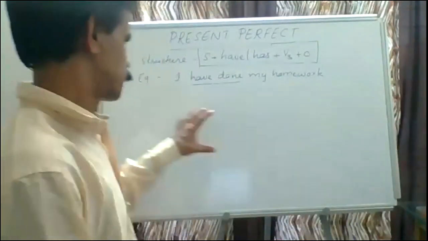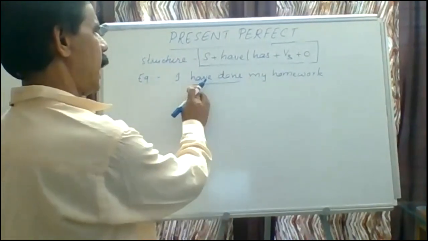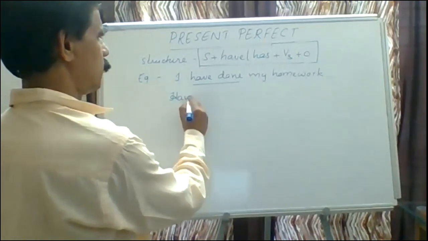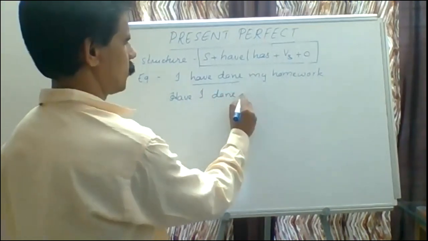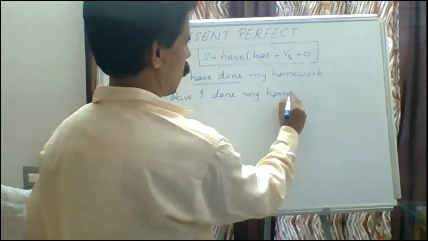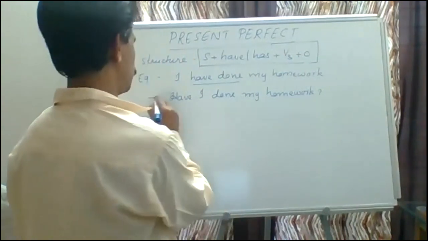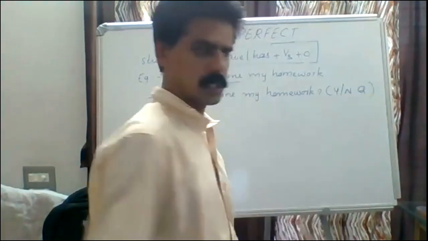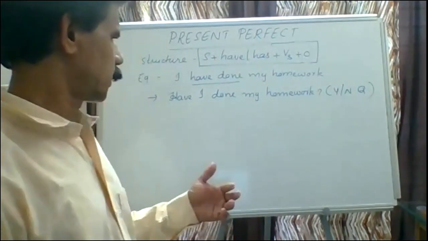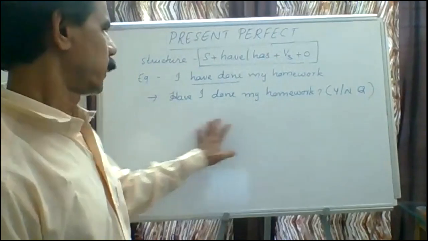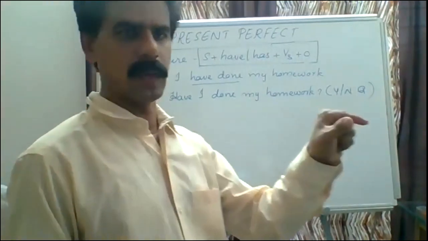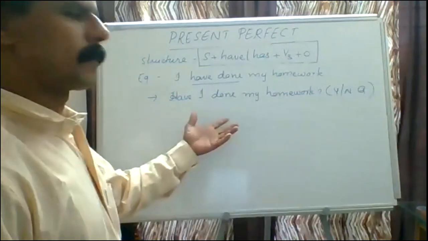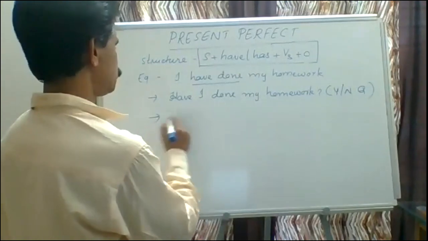First, we have to use the helping verb at the beginning. For example, I have done my homework. Have is placed at the beginning: Have I done my homework? It is called a yes or no question, because the answer will be yes, I have done, or no, I haven't done. Has is also placed at the beginning. When we place have or has at the beginning, we get a present perfect yes or no question.